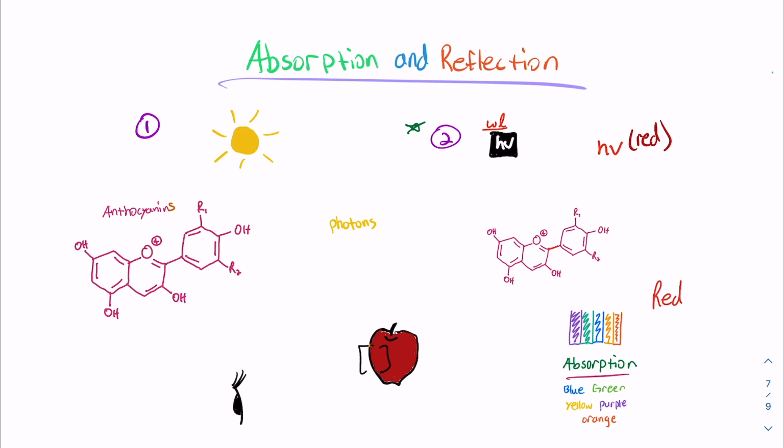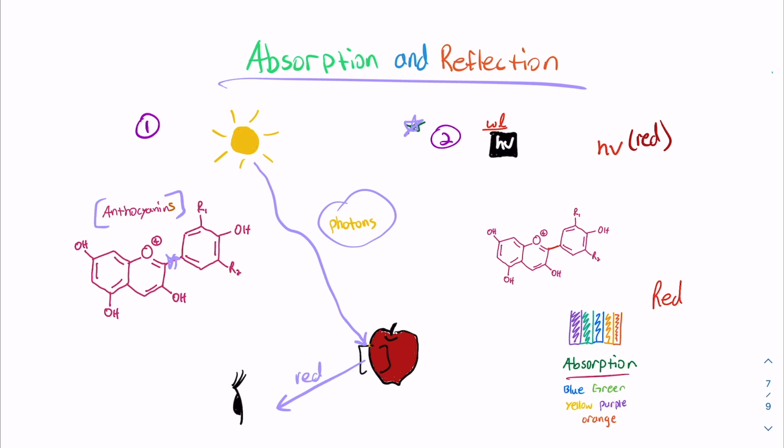So let's say you have that red apple. Well, what happens is that the photons from the sun or any source of light hit that apple. And for some reason, we perceive the color as red. Well, why do we perceive it as red? Well, it turns out red apples in their skin have this stuff called anthocyanin, this family of molecules. Now, why is anthocyanin important?